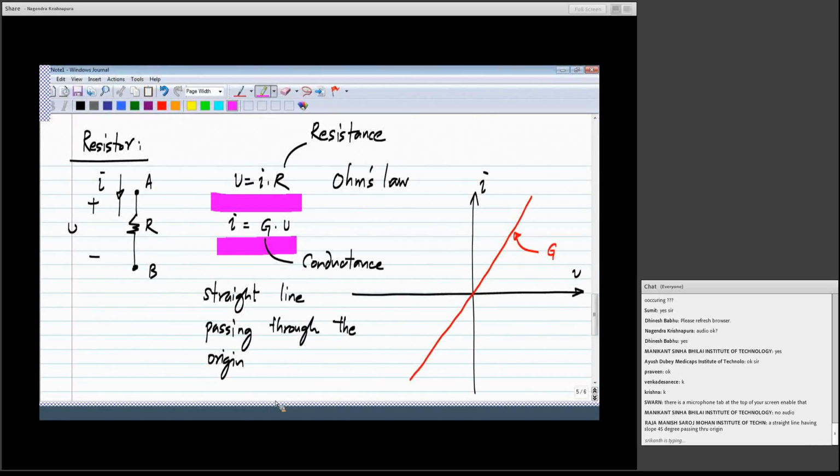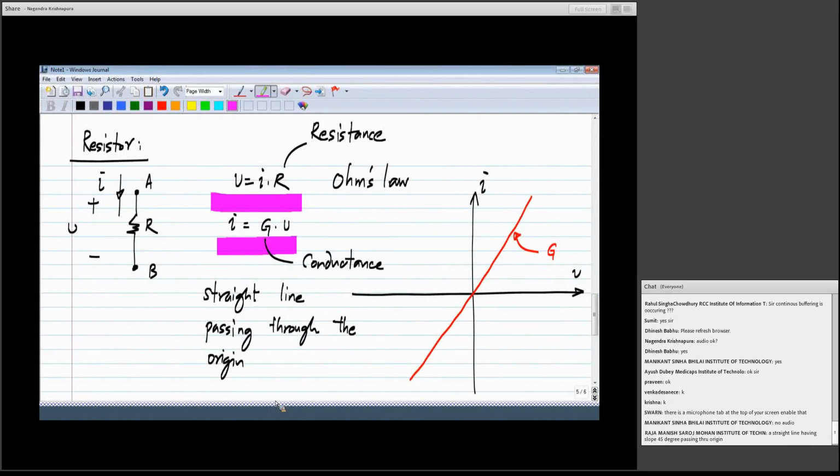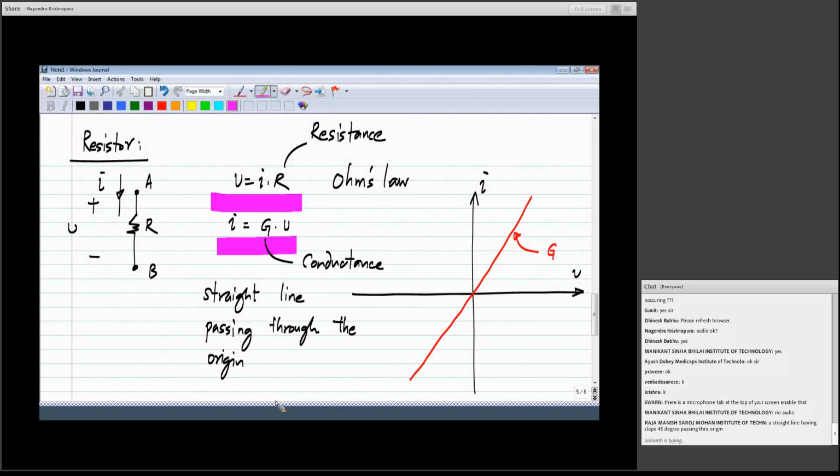Now there is some comment in the chat window. Somebody said that it's a straight line passing through the origin with 45-degree slope. Okay. Now here you have to understand that the x-axis and y-axis have different dimensions. So measuring the slope as 45 degrees has no meaning. Okay. That will be meaningful only if they have the same dimensions. Then you can say the slope is unity.